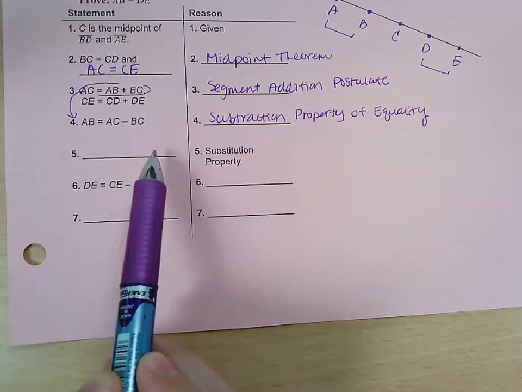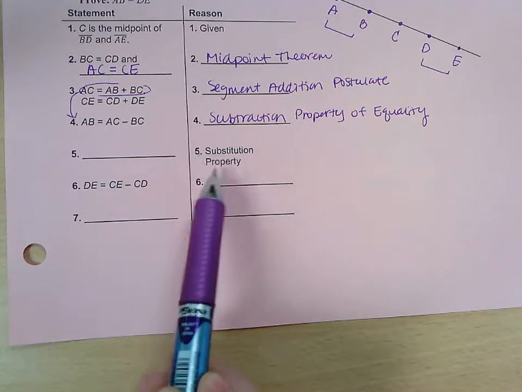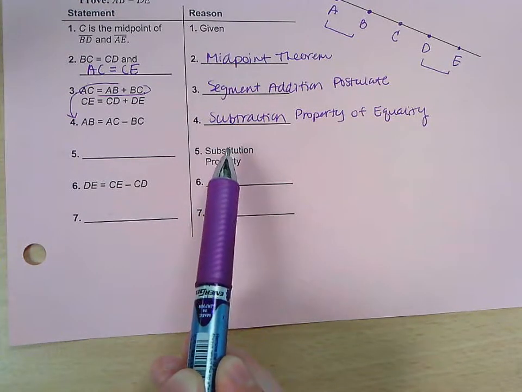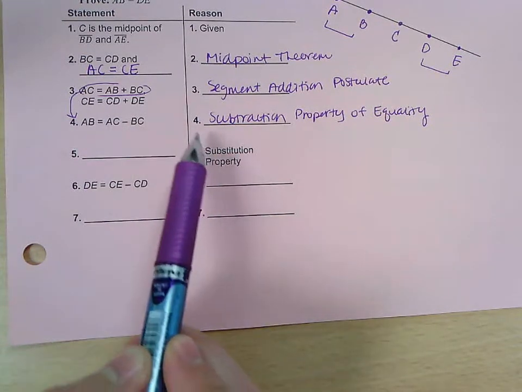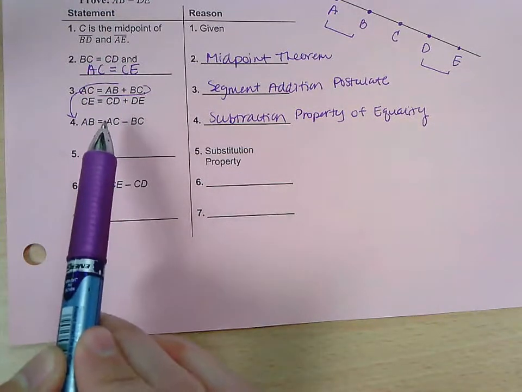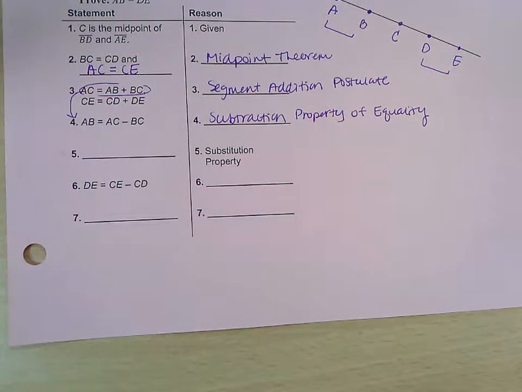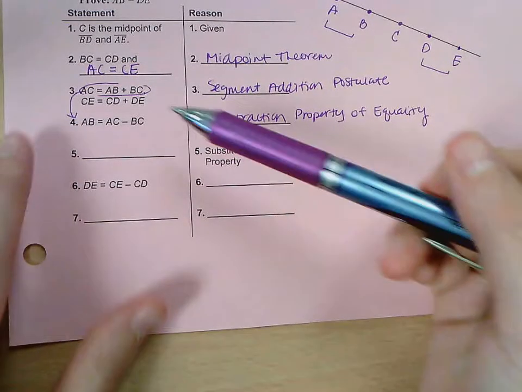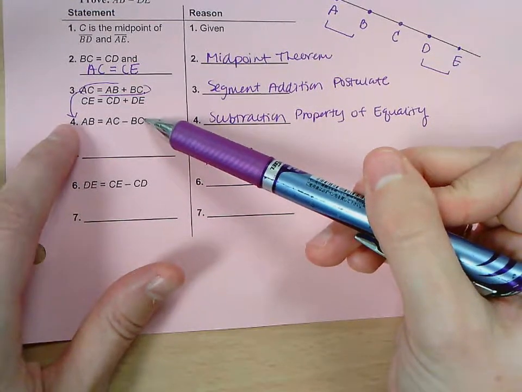All right, and then 5, I've helped you out in a way by giving you the reason. You're going to be using substitution, meaning substitution always comes from looking at things you've already stated and substituting quantities that are equal into something else. And chances are you're going to be using line 4.